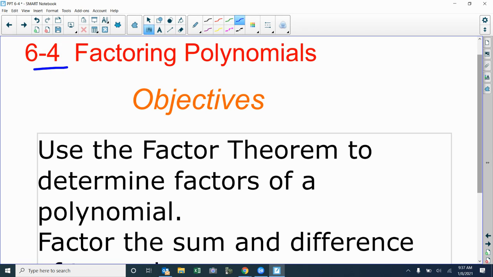So we have to come up with a way to do it, and synthetic substitution is going to help us. We're going to be looking for when we get a remainder of 0. If the remainder is 0, then it is a factor. It's that simple. That's called the factor theorem. It's basically nothing new. We're just going to do synthetic substitution and look for a remainder of 0. That's all. Let's just get right to it and try one of these problems.